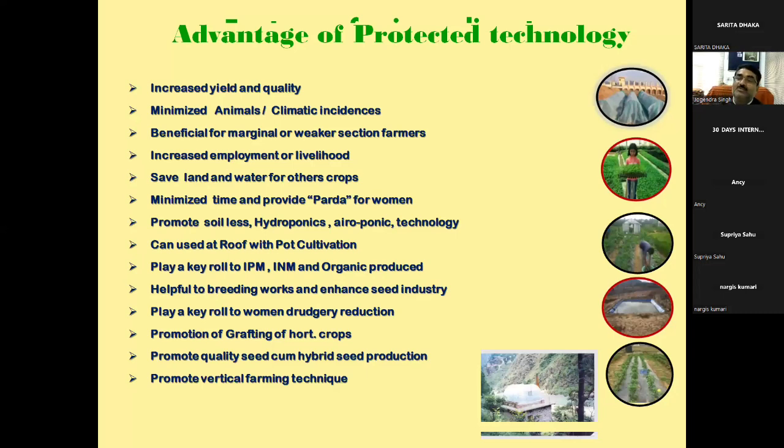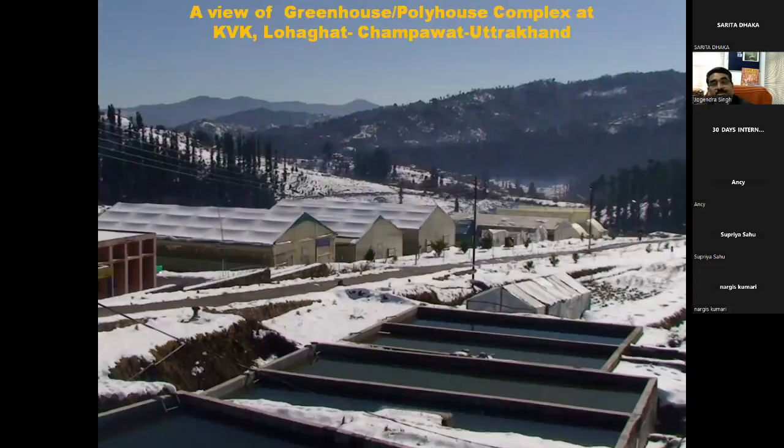So this is the beauty of protected cultivation. You can see here heavy snowfall: all open-condition crops will be covered by snow. But protected cultivation saves the crop. You can believe that. This is the advantage, the beauty of protected cultivation.